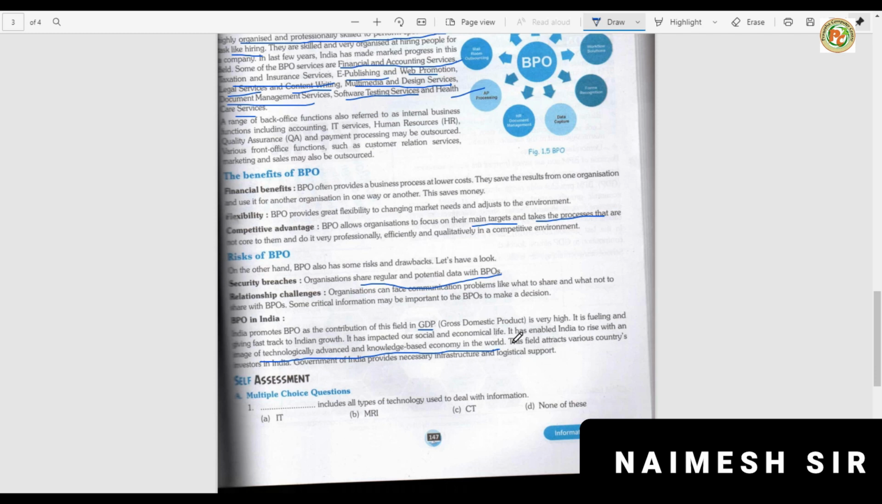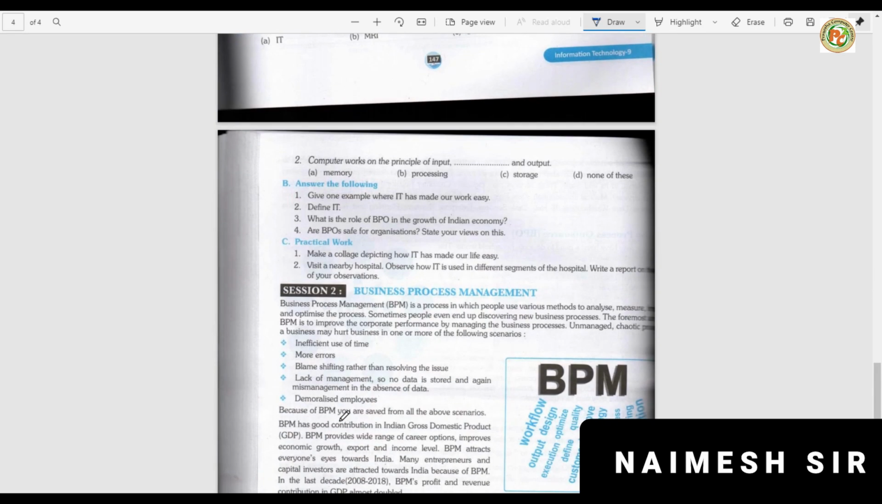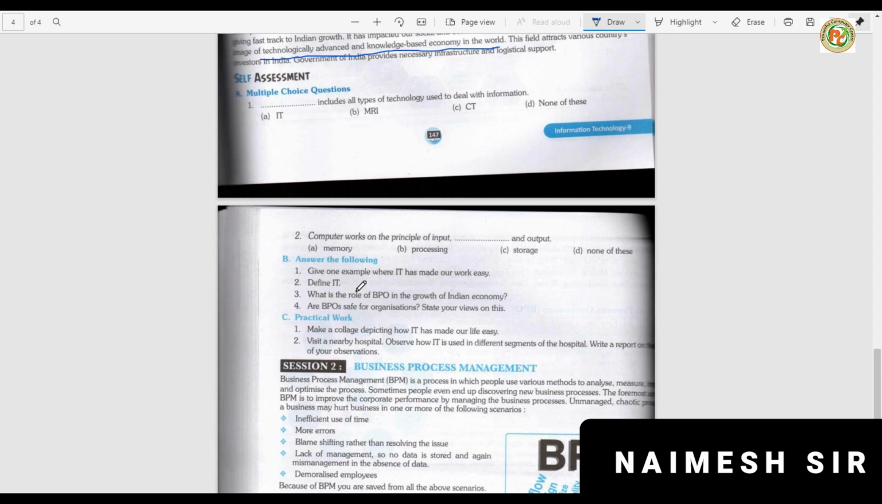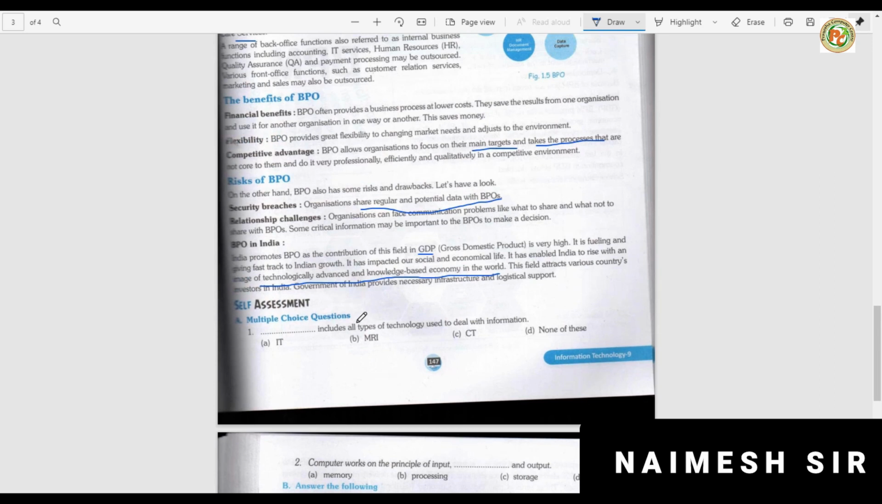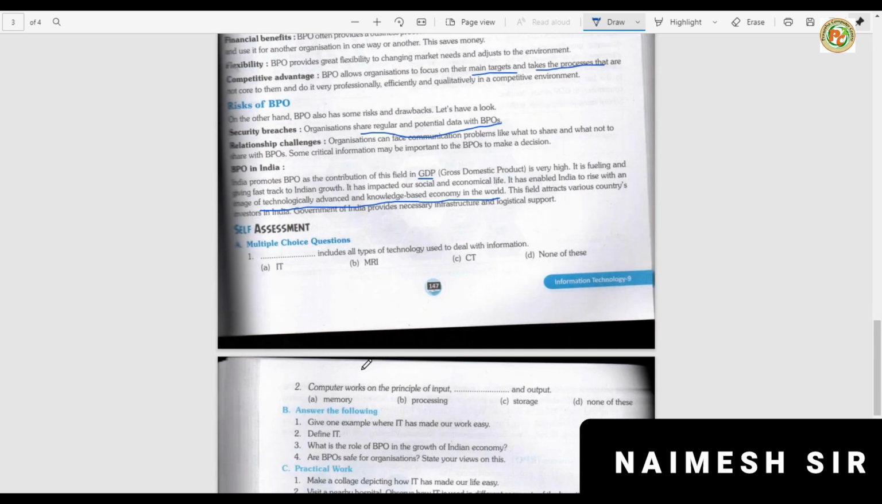Students, this is all about the first session of this chapter. In the next lesson we'll solve the exercise, self assessment 1, but till then you have to try to solve it yourself. Next lecture I will solve it, but before that you have to read all these things and try to solve this first assessment yourself. There are 2 MCQs, question answers, and practical work also, so prepare for this. Then we will meet in the next session. If it is possible then solve it, otherwise I will solve it also.